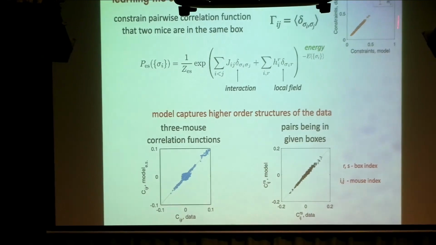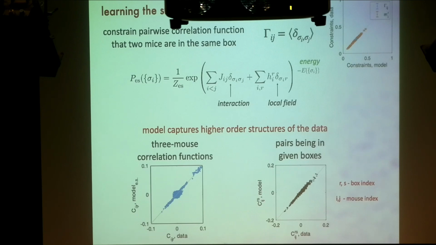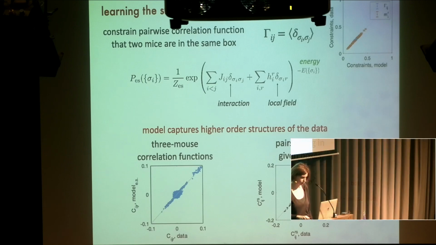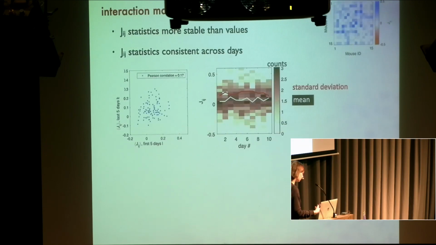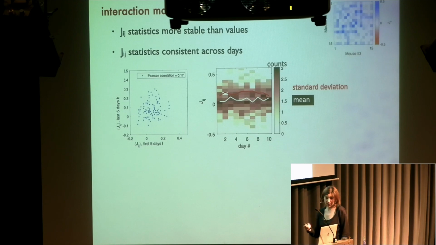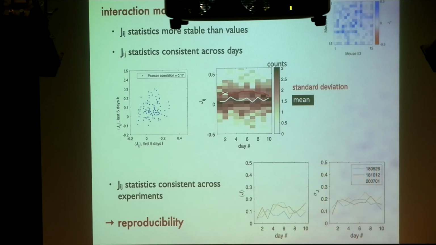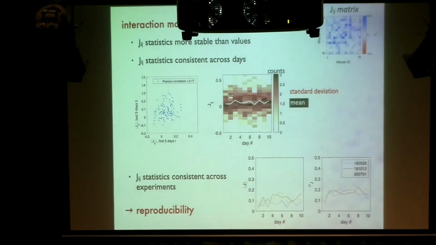So this shows that you can learn these interactions, that you can predict higher order moments, and you can even predict things like which two mice like to be in which specific boxes. So you can predict things you don't put in. It works, and if you look at the statistics, you actually find that the actual values of their interactions are really not very stable, not reproducible, but the statistics are. So that gives us some feeling that we are capturing something, so the mean and the standard deviation doesn't change, and on top of that, the statistics are consistent across experiments. So we have some reproducibility.